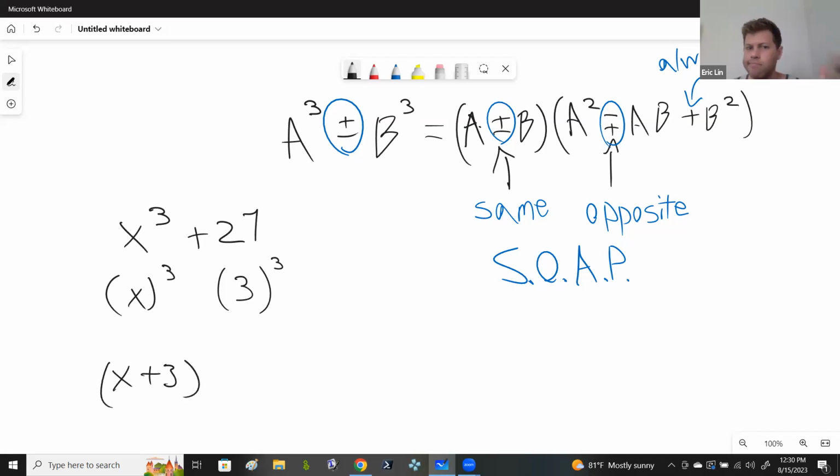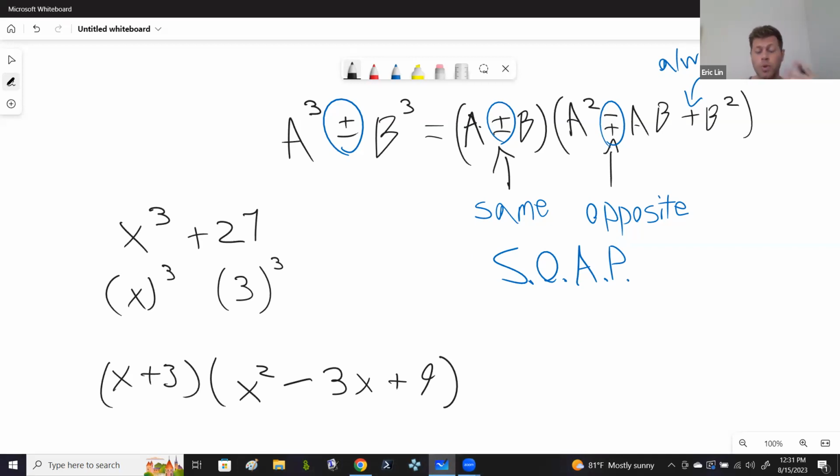So notice I didn't raise them to any powers. The next term, a squared, so it has to be x squared. Then the opposite sign, and then a times b. So 3x, x3, 3x, they mean the same thing. And then always positive, and then b squared. So 3 squared, which is 9. So this is a nice little breakdown of the sum or difference of cubes.